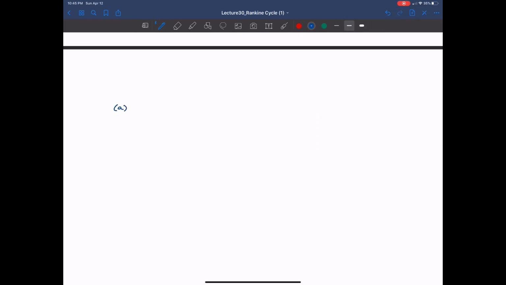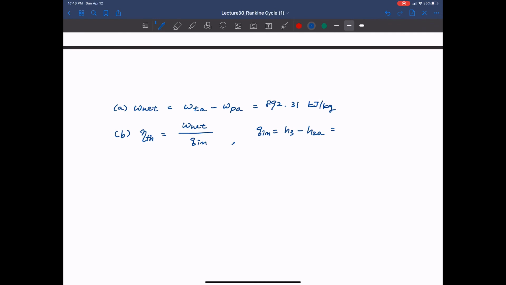Okay, so then we are ready to calculate net work, which is actual turbine work minus actual pump work. Okay, so that is 892.31 kilojoule per kilogram. And in terms of thermal efficiency, we know the same equation, and Qin can be calculated by h3 minus h2A, right? And that gives us 28.37 kilojoule per kilogram. So your thermal efficiency for the realistic Rankine cycle gives us 0.305 or 30.5%.